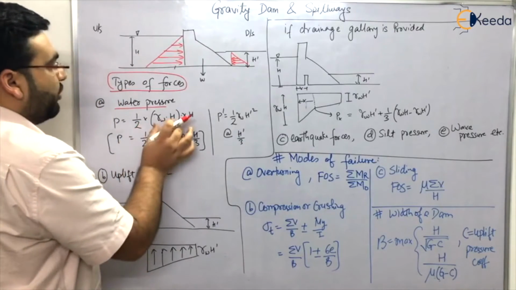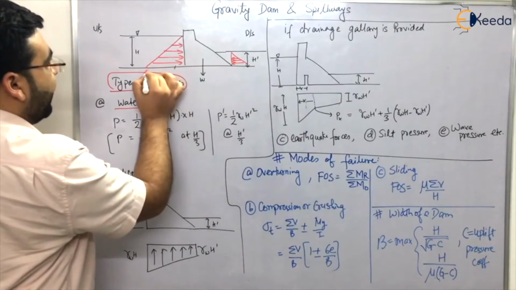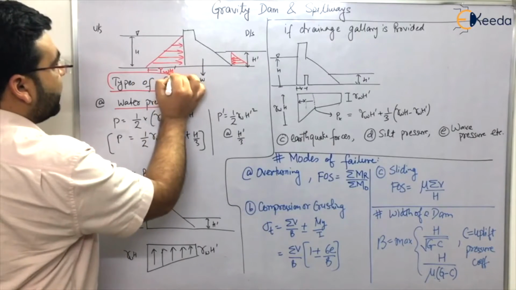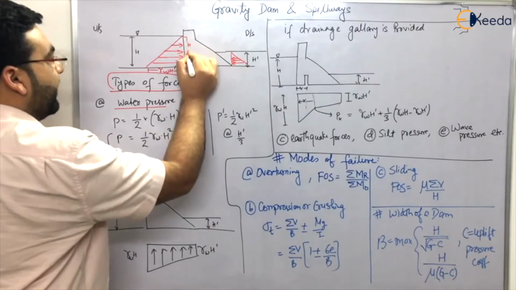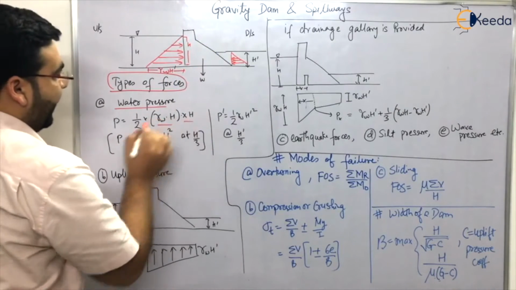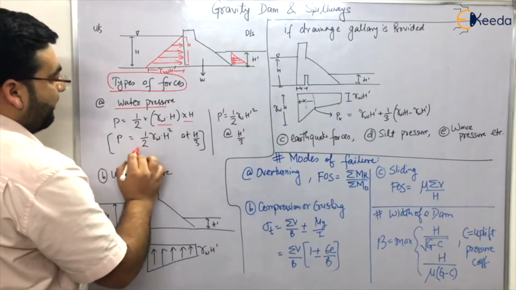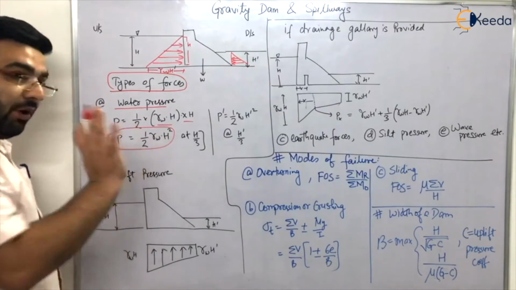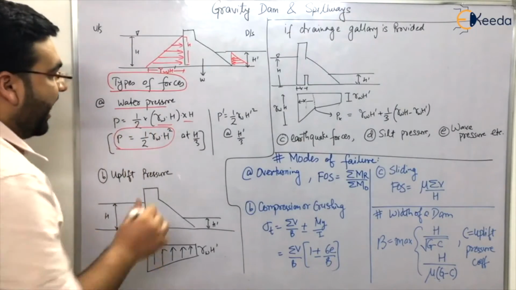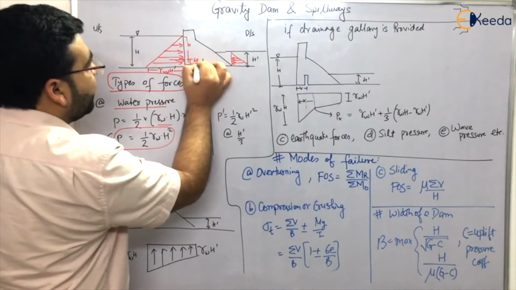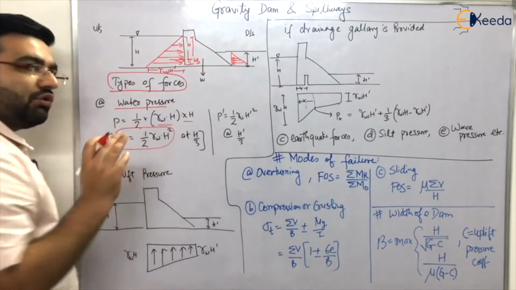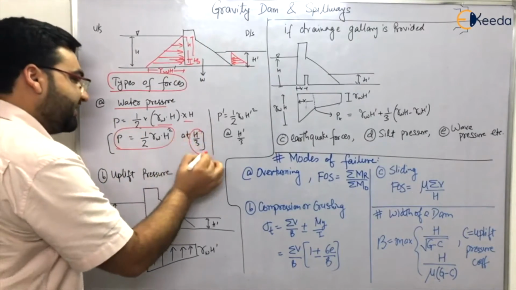Now the water pressure at the upstream side will be equal to half into base into height. You know that this base is actually equal to gamma W into H, and the height is H. So half into base into height is half of gamma W into H square. This is important, questions have been asked from this. And where will it act? It will act at the centroid. The centroid is at a distance of H by 3 from the bottom and 2H by 3 from the top. So it will act at a distance of H by 3.